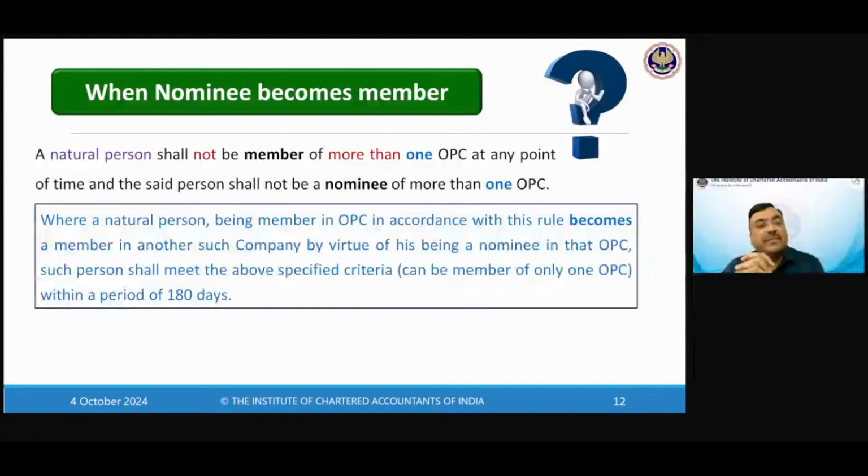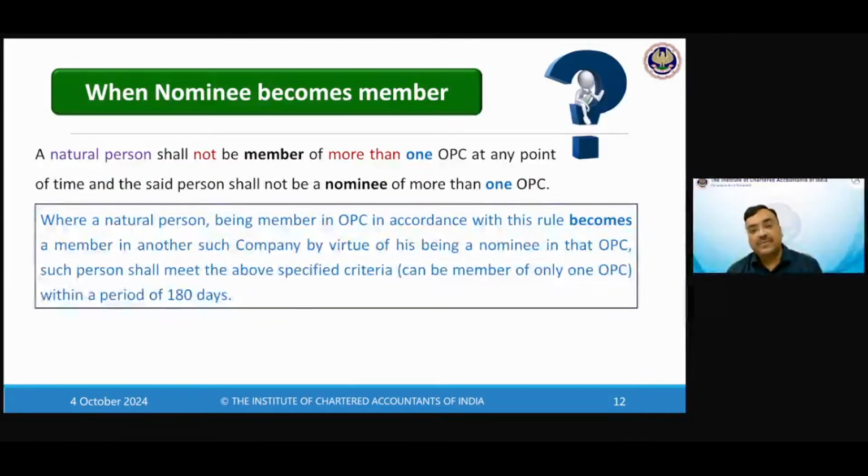When nominee becomes member, please listen carefully to these provisions. A natural person shall not be a member of more than one OPC at a point of time, and said person shall not be nominee of more than one OPC. Law is specifically providing that one person can be a member in one OPC and at the same time he can also be a nominee in one OPC.